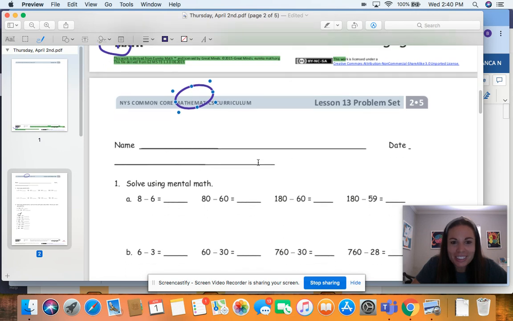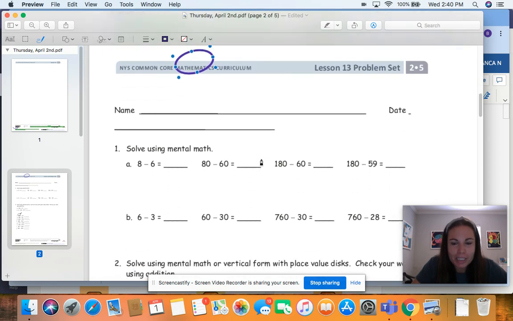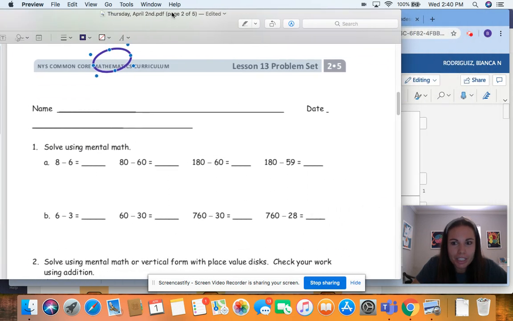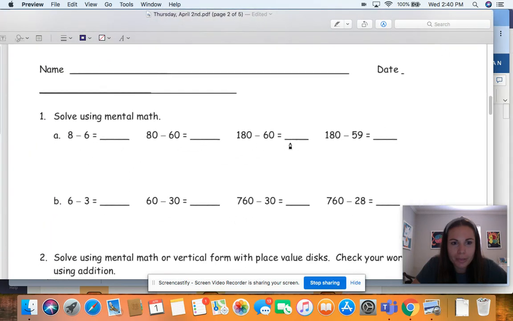Okay, so we'll start off with our first page. Move it this way so you can see it a little bit better. Don't worry about what's going on over here. There we go. So we have solve using mental math. So in these questions right here, there's subtraction. And it wants you to use mental math, meaning we're doing it in our head, we're not writing it down.